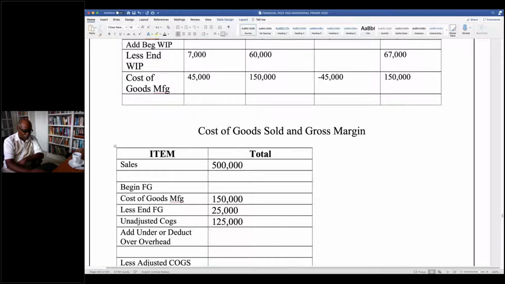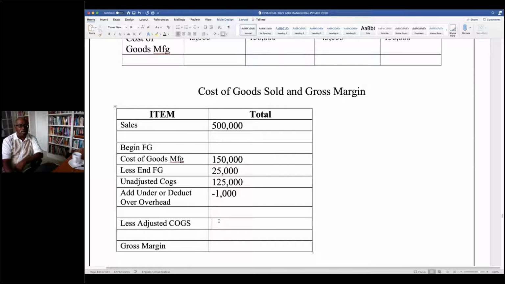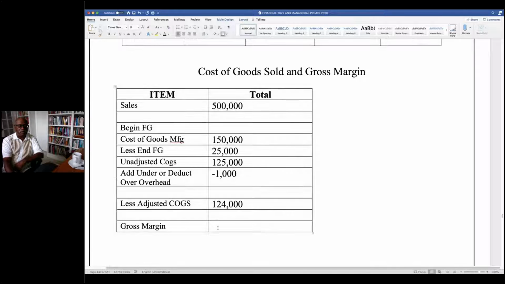Add under or deduct over applied? 1,000. Adding or subtracting? Subtract. So the adjusted cost of goods sold is what? 124,000. So what's our gross margin? 376,000.